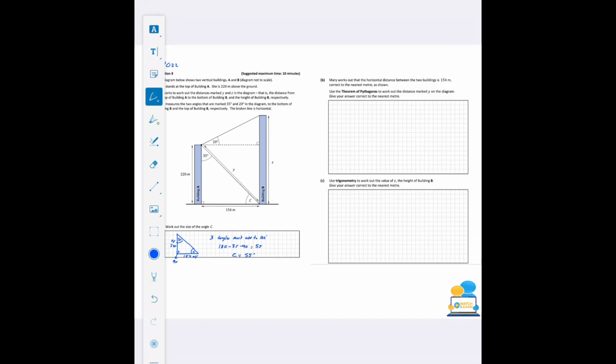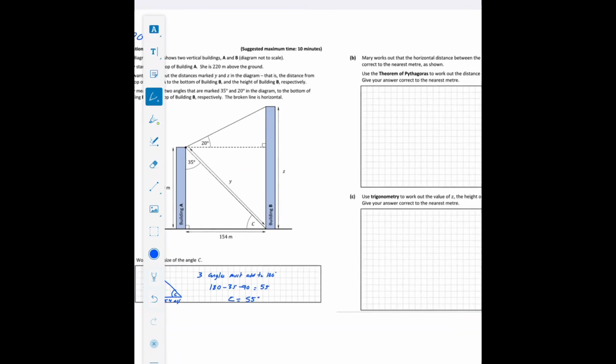Then Mary works out the horizontal distance between the two buildings is 154 meters. Use Pythagoras' theorem to work out the distance marked Y in the diagram. Give your answer correct to the nearest meter. Really nice here that they told us to use Pythagoras' theorem.